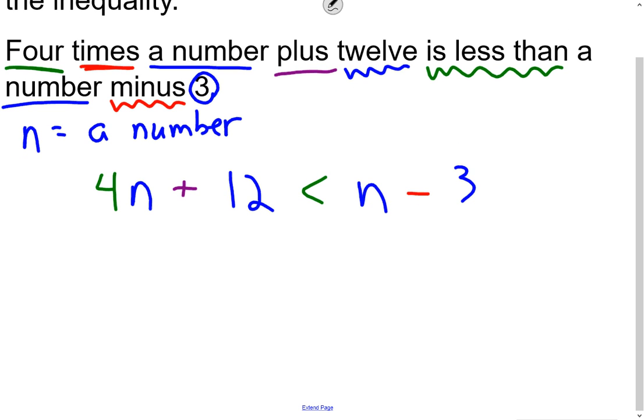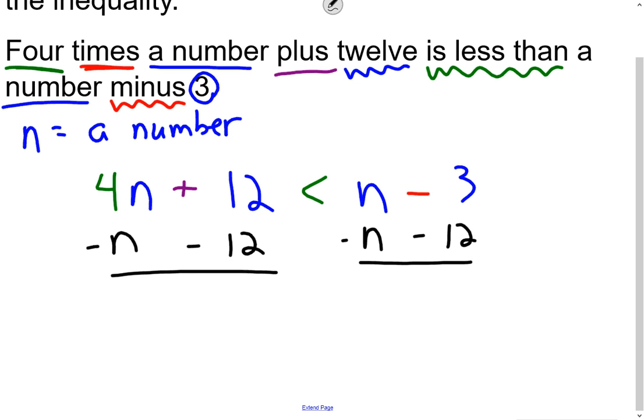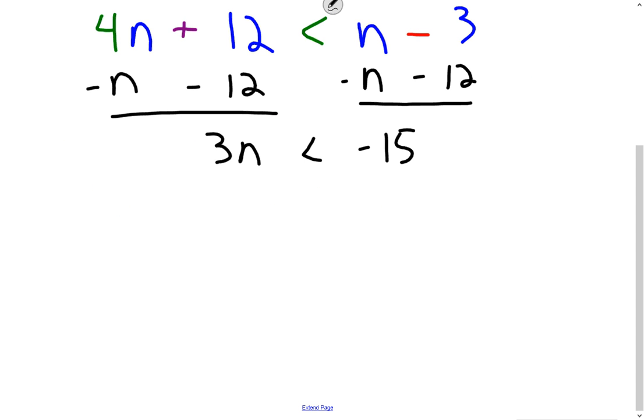Like I said, I like to have my variables on the left side, so I'm going to subtract the n from both sides, which means I'm going to get all my constants to the right side. Therefore, this 12 has to go away. So I'm going to subtract 12 from both sides. Again, I'm doing 2 steps at once. If you'd like to break that into 2 steps, you go right ahead. So now I have 3n is less than negative 15. And to finish this one out, I'm going to divide both sides by 3. And we just found out that n is less than negative 5.